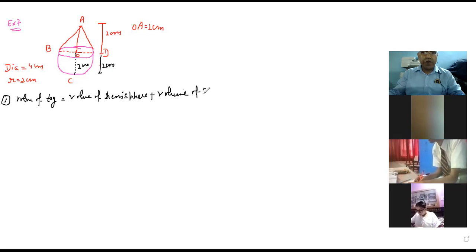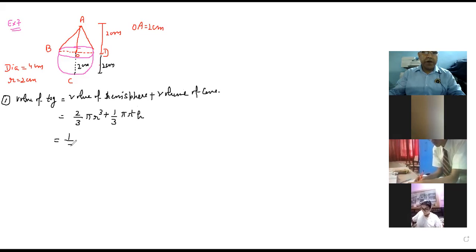Volume of cone. There are two things. So what is the volume of the hemisphere? What is the volume of the toy? Volume of a cone is one by 3 pi r square h.